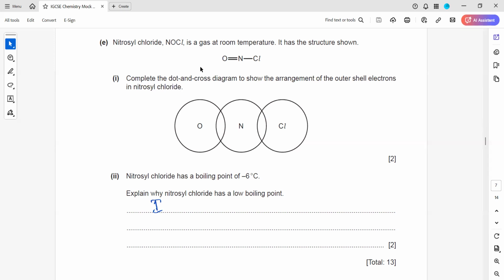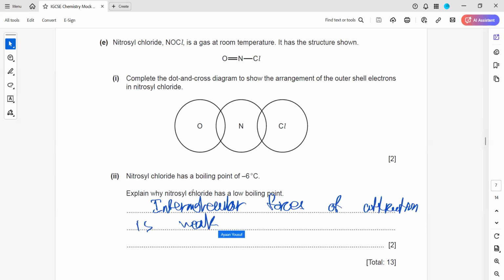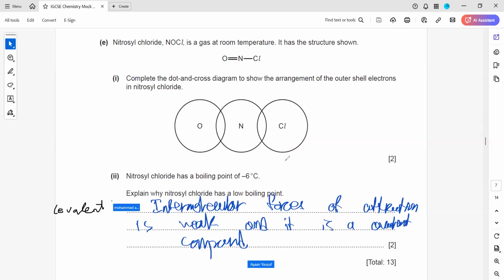Nitrosyl chloride has a boiling point of -6 degrees. Why? Because of weak intermolecular forces, it's a covalent compound. When you refer to weak intermolecular forces, the first thing to mention is that it is a covalent compound, so it will have weak intermolecular forces. So a small amount of energy is needed to separate the molecules from each other.